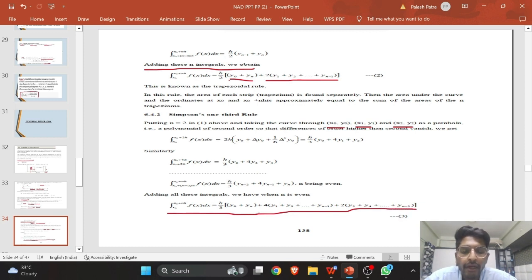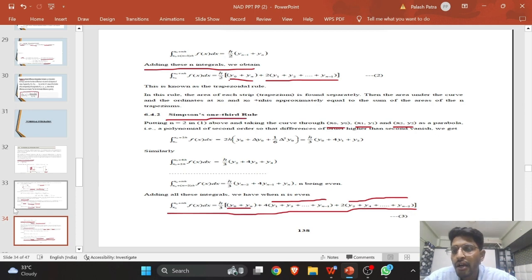You can also remember it as h/3 multiplied by the sum of the first and the last terms, and 4 times the sum of the odd terms, and 2 times the sum of all the remaining even terms. As you can see, y2 plus y4 and up to yn-2 are all the even terms, and y1 plus y3 and up to yn-1 are the odd terms. So this is Simpson's one-third rule.